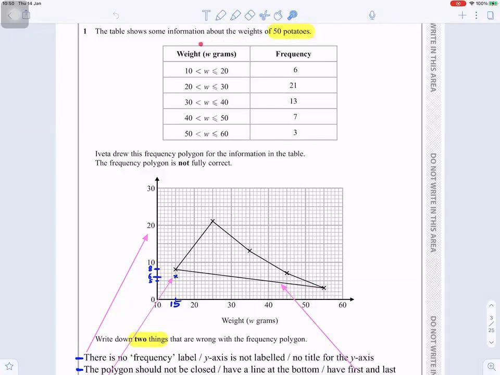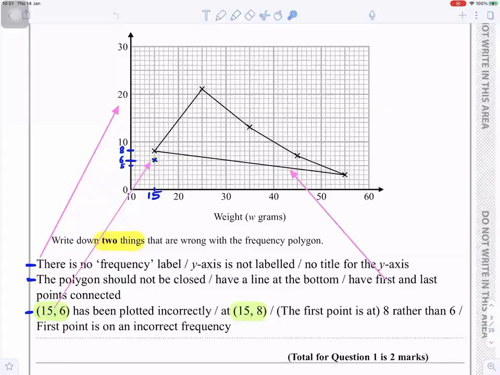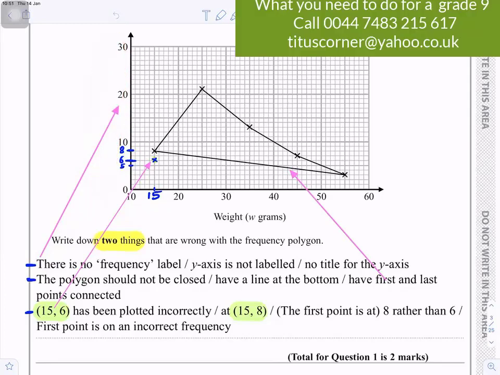So the weight in grams in one column and the frequency in the next column. Ivita drew this frequency polygon for the information in the table. The frequency polygon is not fully correct. Write down 2 things that are wrong with the frequency polygon. Number 1, there is no frequency label, or the y-axis is not labeled. So if you look on the y-axis, there is no frequency label or title for the y-axis.